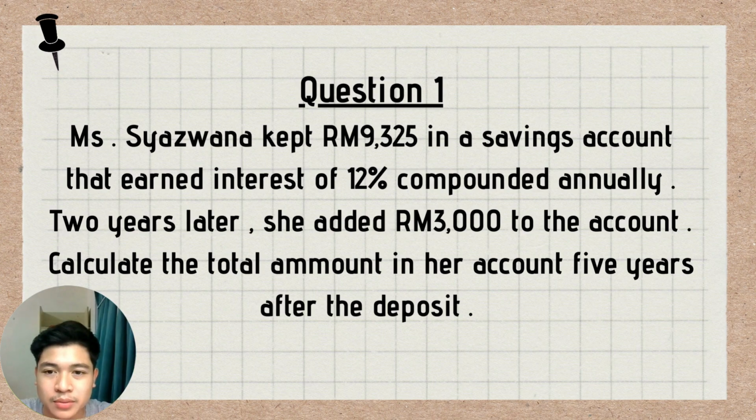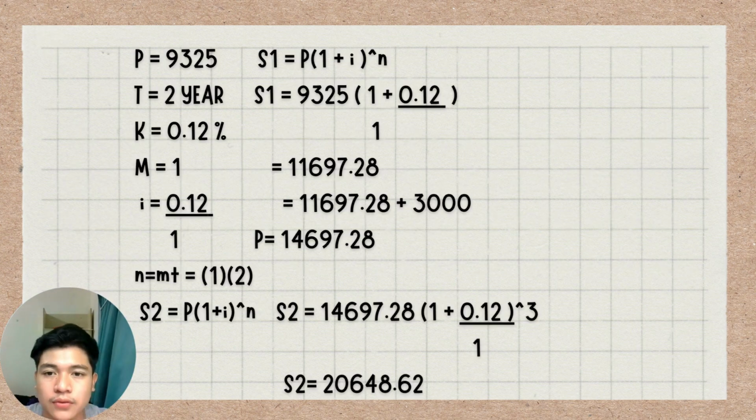For question 1, Miss Sazwana kept 9,325 ringgit in a savings account that earned interest of 12% compounded annually. 2 years later, she added 3,000 ringgit to the account. Calculate the total amount in her account 5 years after the deposit. First things first, list out all the information.